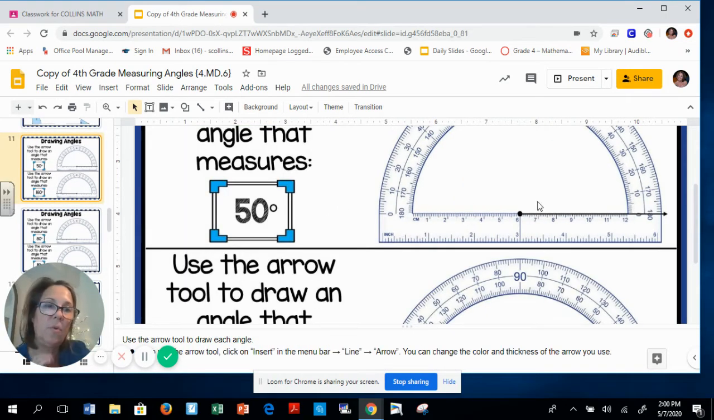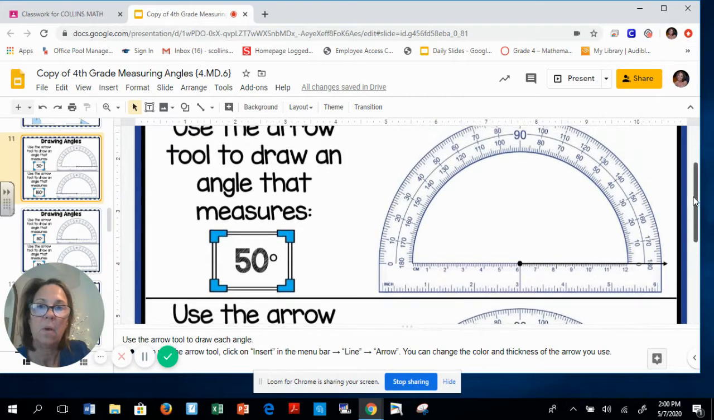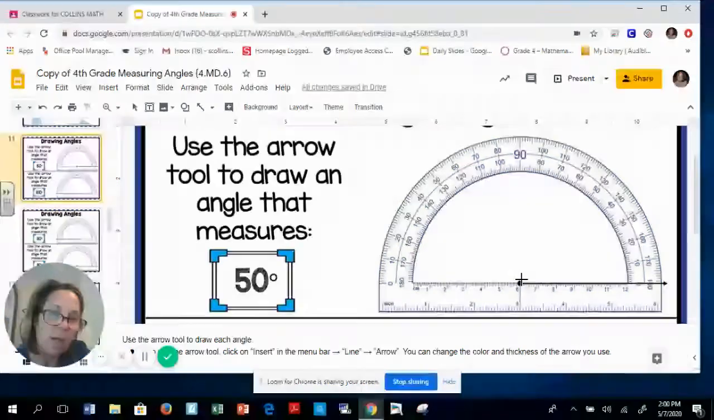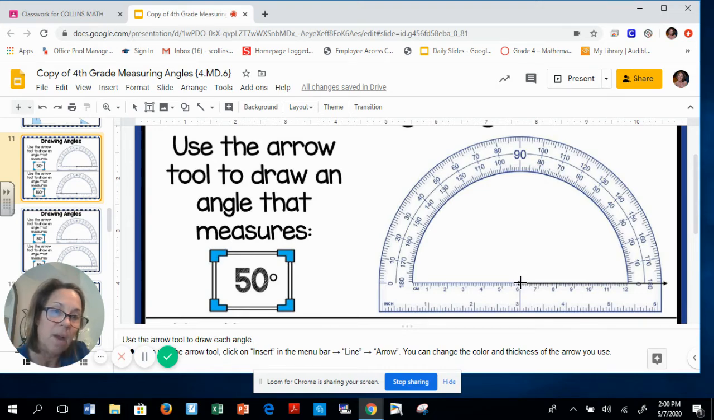This is where you are creating lines. So use the arrow tool to draw an angle that measures, and they're giving you the measurement they want you to make the angle, which is 50 degrees. Up here is where your line tool is. Select the line. Here's my arrow. I'm going to click here where my dot is, where my other part of my ray is. I'm going to make a new ray that connects to it but shows 50. So I'm going to drag it out here so that it goes to that 50 degrees.